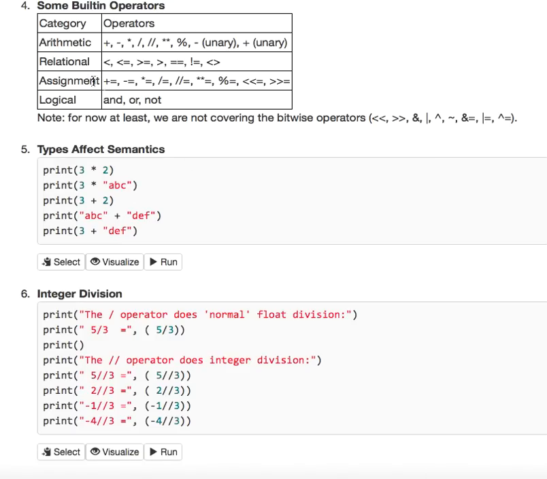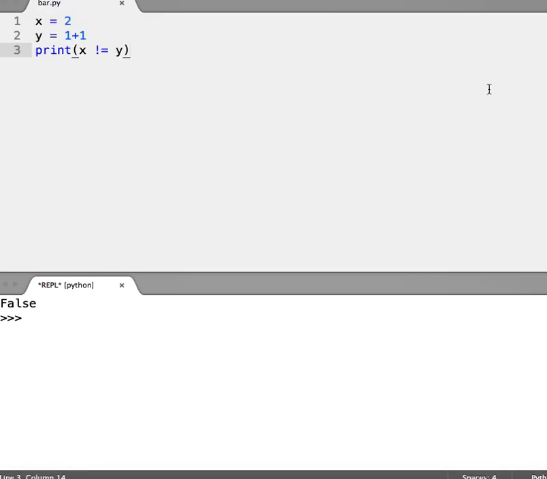Okay, there's also the assignment operators. For every arithmetic operator, there's an assignment operator. Let's briefly see how these work. So we'll say x equals 2, and then we'll say x plus equals 1, print x. And what we'll find out is we get 3 because this line right here is the same as if we had said x equals x plus 1. It's just a shorthand for that.